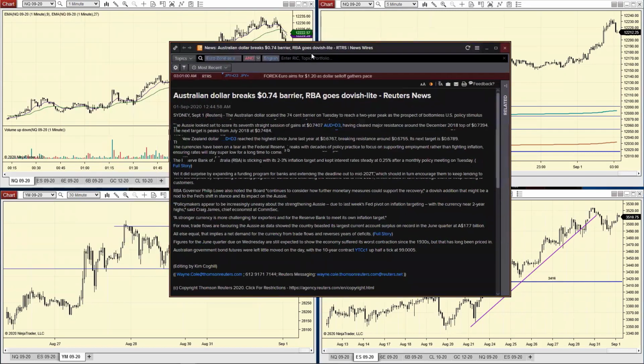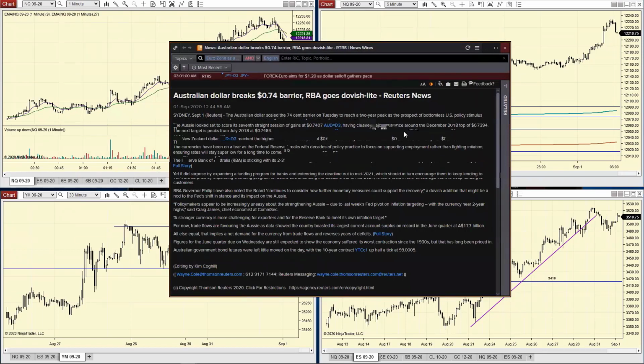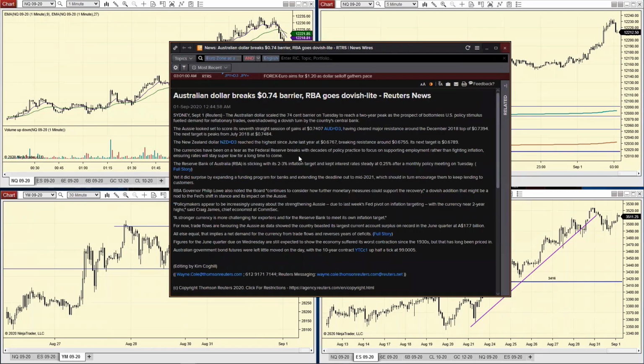The Australian dollar breaks the 74 barrier as the RBA goes dovish-light. The Australian dollar scaled the 74-cent barrier on Tuesday to reach a new two-year peak, as the prospect of bottomless U.S. policy stimulus fueled demand for reflationary trade, overshadowing a dovish turn by the country's central bank. The Aussie looks set to score its seventh straight session of gains at 74.07, having cleared major resistance at the December 2018 top of 73.94. The next target is going to be 78.40.